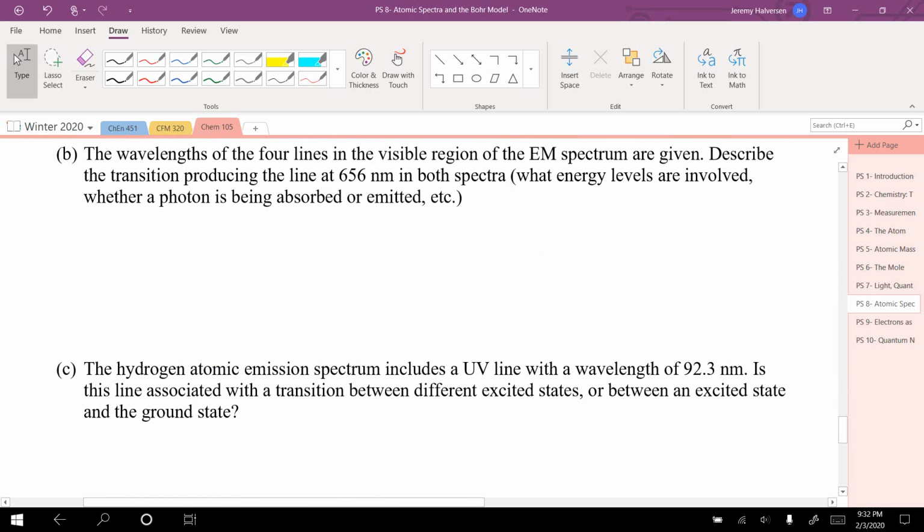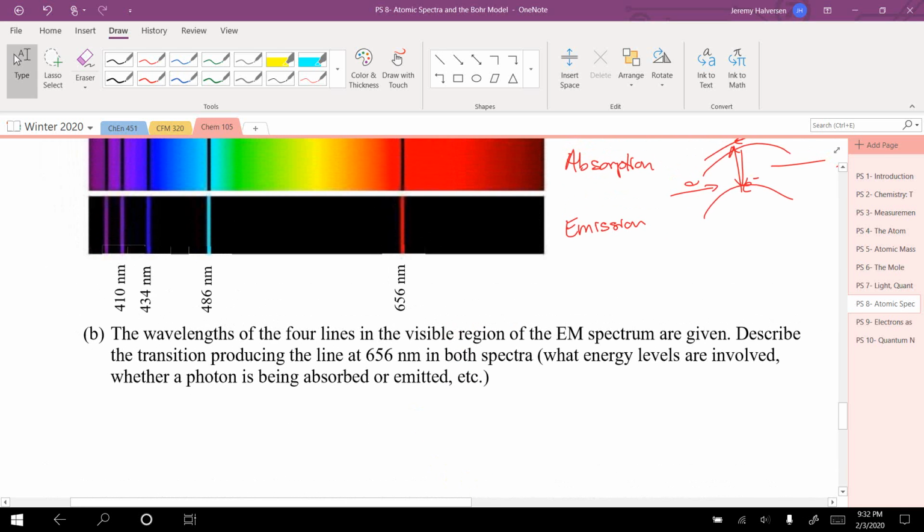The wavelengths of the 4 lines in the visible region of the electromagnetic spectrum are given. So these ones we've got wavelengths.